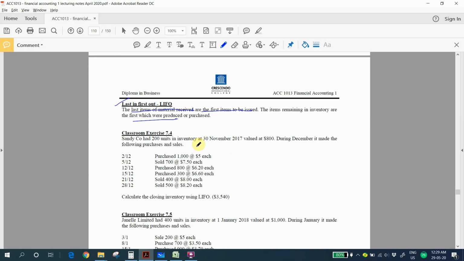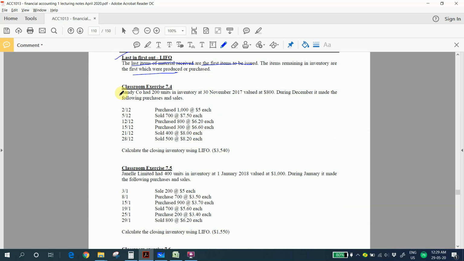So let's start. Classroom exercise 7.4. You can see that this is exactly the same question as per 7.1, but we try this under the last in first out method. So similarly, I have 200 units of inventory at end of November, and the total value is 800, and now we have to compute the value of closing inventory under the last in first out method.